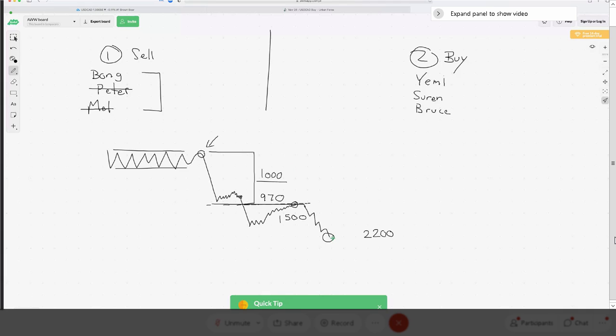From this moment on, it does this. Not too much. He doesn't go above here too much. Bong, how do you feel? Bong is like, what? All right, maybe I should sell the Ferrari. I'll just keep the helicopter, right? Bong is out. Okay, Yemi, Surin, Bruce, do you want to buy it? Okay. No, not yet.